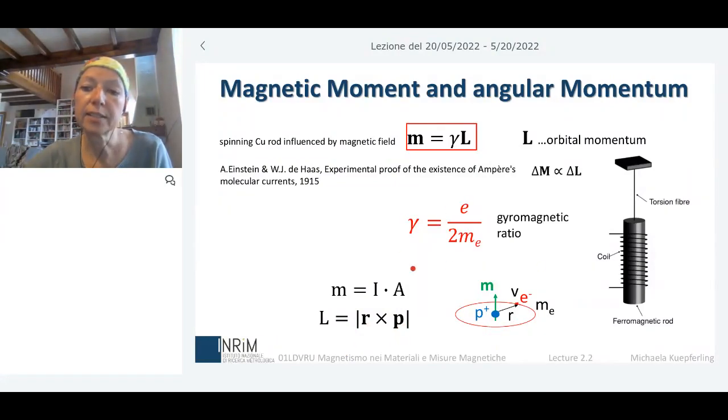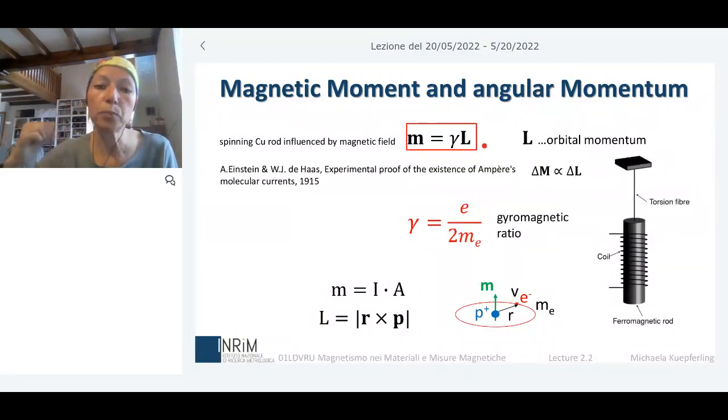You find that this proportionality constant is e, the charge of the electron, divided by 2 times the electron mass. And this proportionality constant is called the gyromagnetic ratio. Please consider that e is negative, so we have a negative charge in this calculation. And so M and L point in opposite directions. Sometimes you will find gamma written with a minus sign in front. But if you find a minus sign, then consider that this elementary charge is taken to be positive.